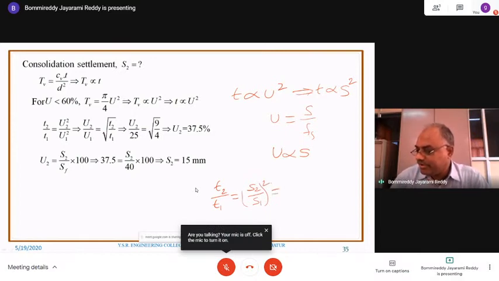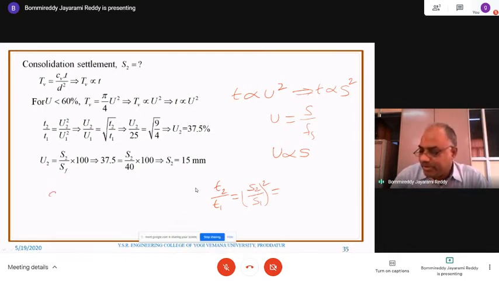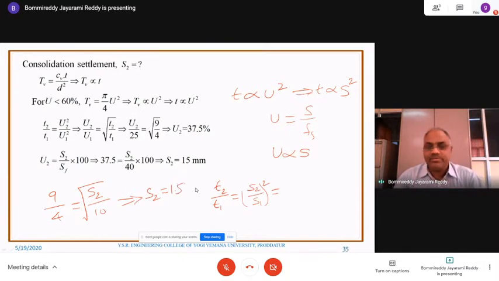So what is the question here? Question is, what is S2? What is T2? Time 9 years. What is T1? 4 years. And S1 10 millimeters. From this, you can find out the value of S2, which is 15 millimeters. That's all. Only thing you need is to establish this relation based on the known equations. Once you establish the relation between T and S, substitute the value and get the final answer.